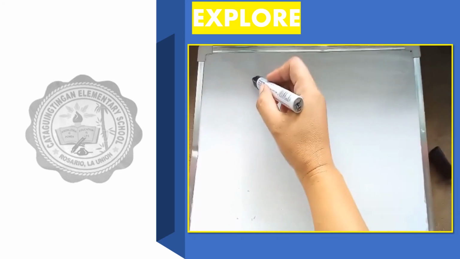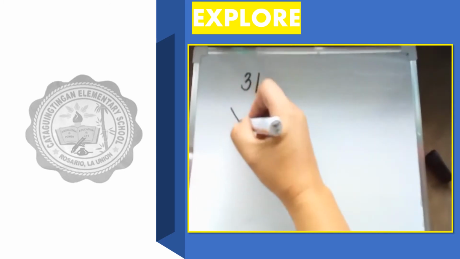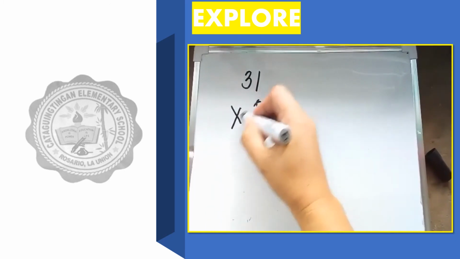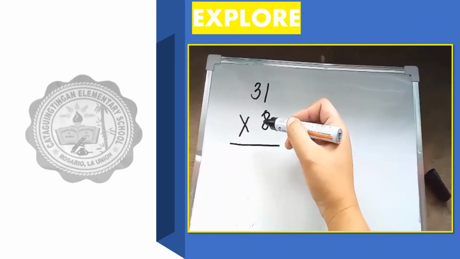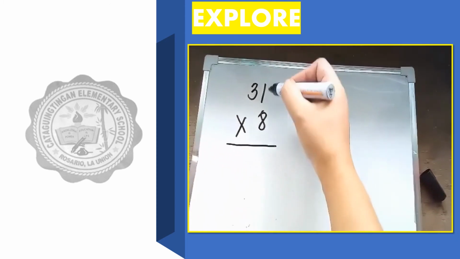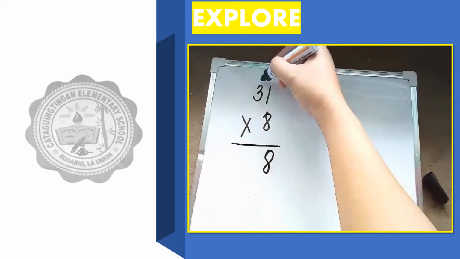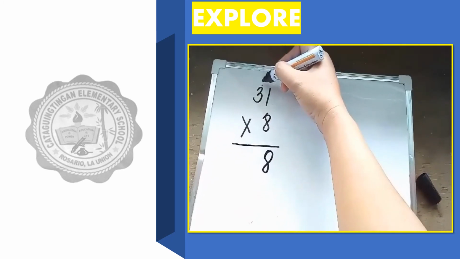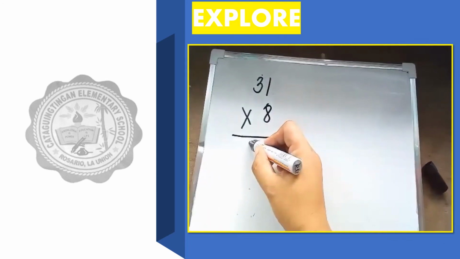Before we will proceed to the activity, I will show you first how to multiply numbers. So, for example, 31 times 8. So, what is the first step? We will multiply the ones digit. So, 8 times 1. The next is 3, which is the tens digit. 8 times 3 is 24.